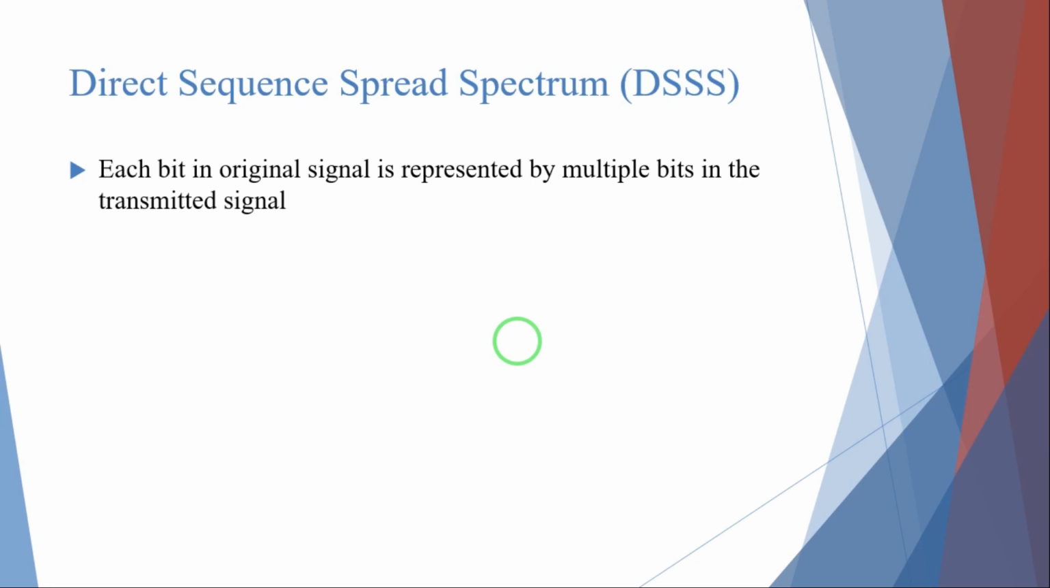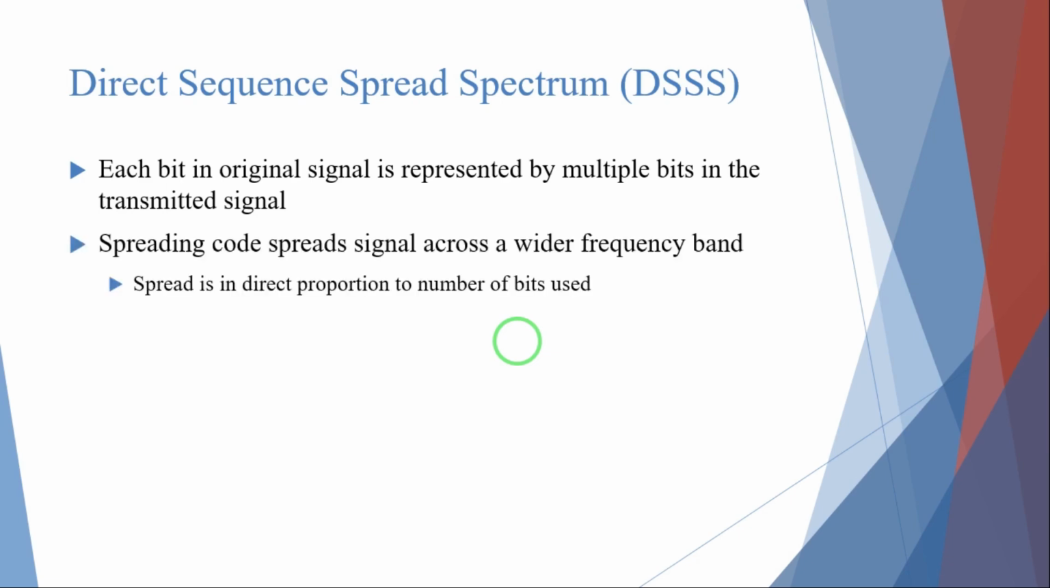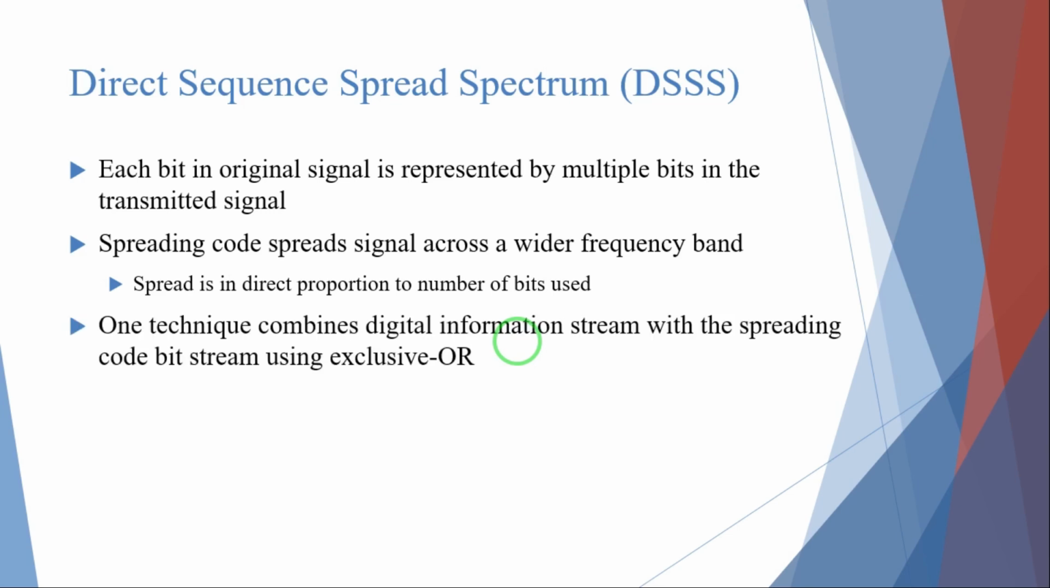Now, each bit in the original signal is represented by multiple bits in the transmitted signal. The spreading code spreads the signal across a wider frequency band, and this spread is in direct proportion to the number of bits that we use. The technique combines a digital information stream with the spreading code bit stream using an XOR gate.